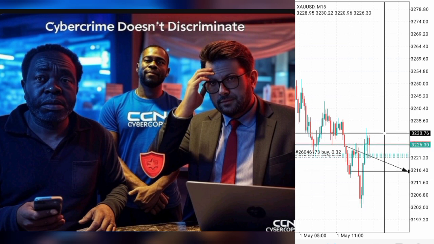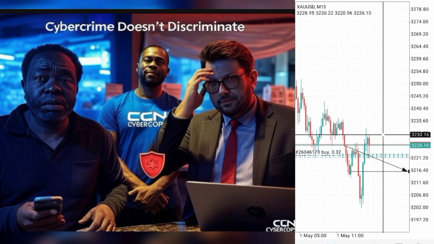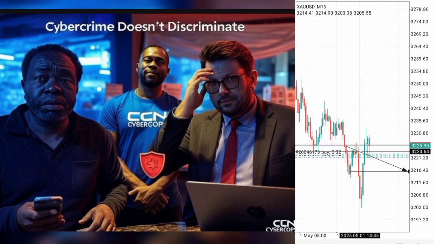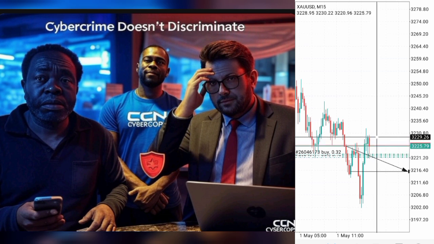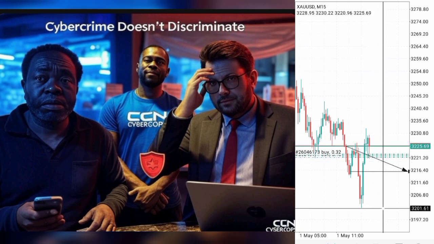So let's count 580 pips from here, 3230. Okay, it will take us to 3170 first of all. Okay, 3170. So 3162. It will take us all the way down to 3162. That's for what we are seeing right now. The price has the potential to go back down all the way to 3162.